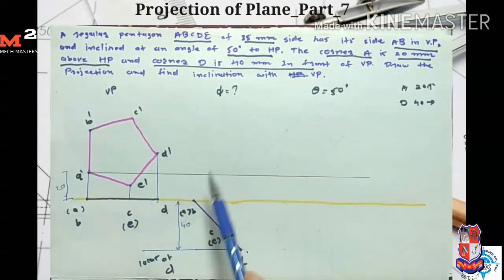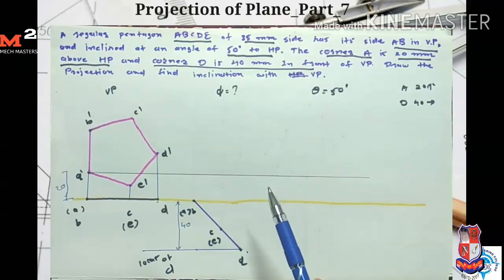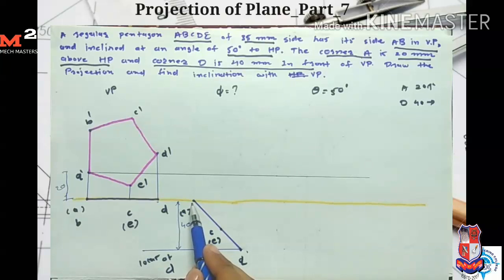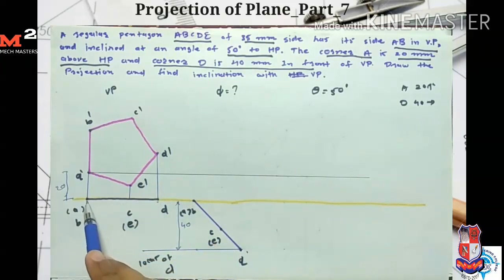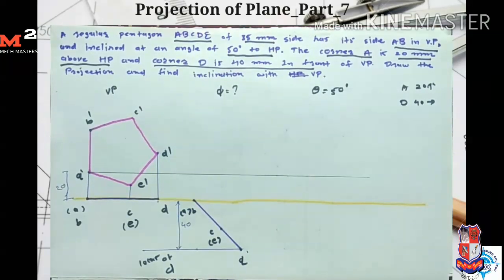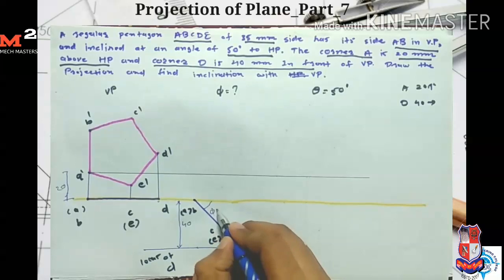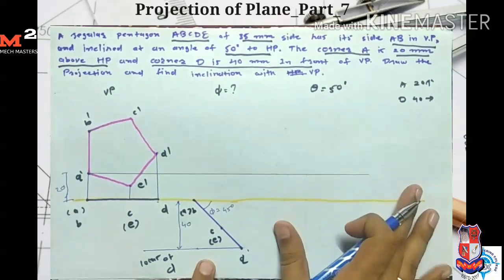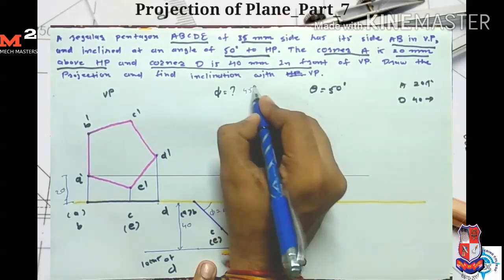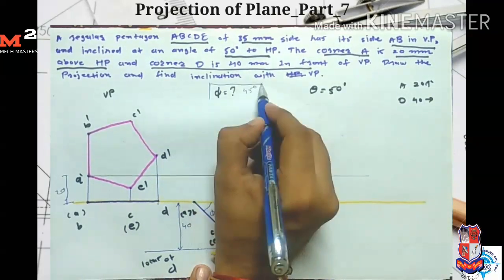I explain again. For point D, the condition is given that point D is 40 mm in front of VP. So from the reference line, I measure the distance 40 mm and draw the locus for point D. Now first I mark points A and B here. Now I know the distance between A and D. So I take AD as a radius and A as a center, and draw one arc which intersects the locus of D. So here I get my point D. In this way I complete the top view for the second stage. And if I measure this angle phi, then phi is equal to 45 degree. That is what the question asks, to find the inclination.